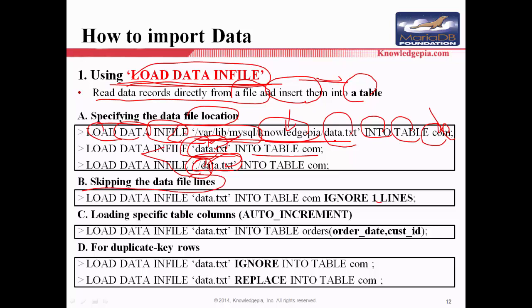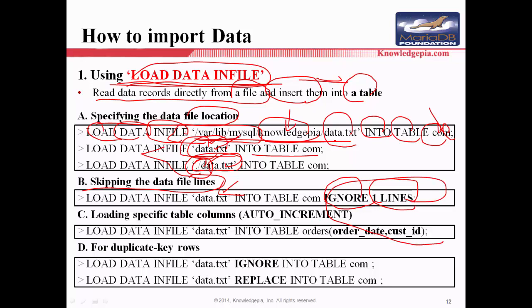If we use this option, IGNORE 1 LINES, it means please ignore the first line of the file. The first line can be used for a comment like this. So in this case, we can ignore some lines using these options.